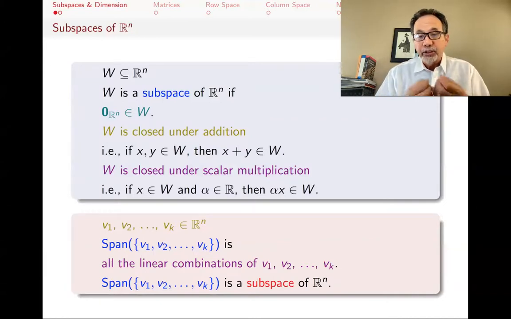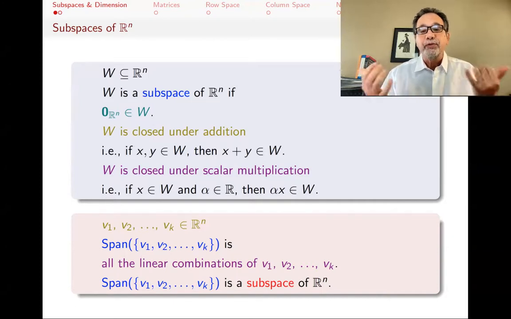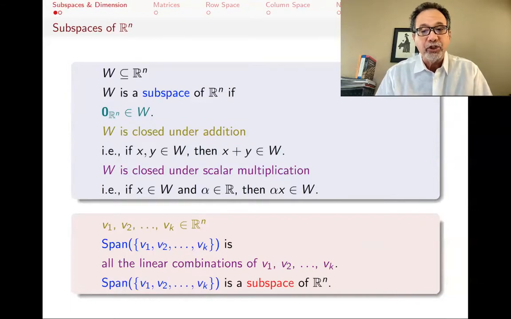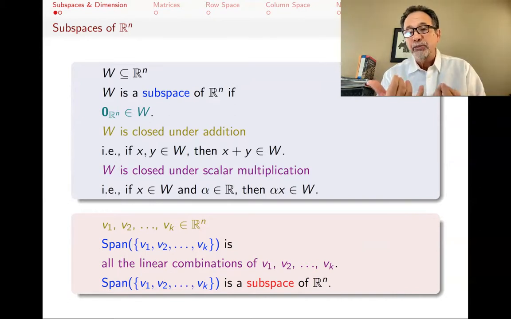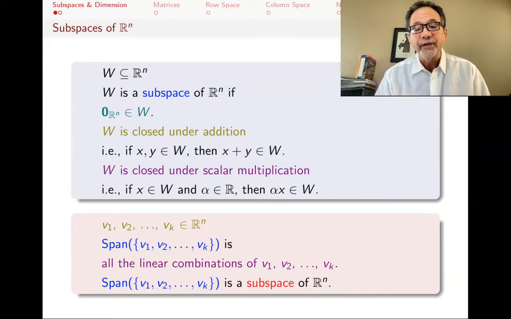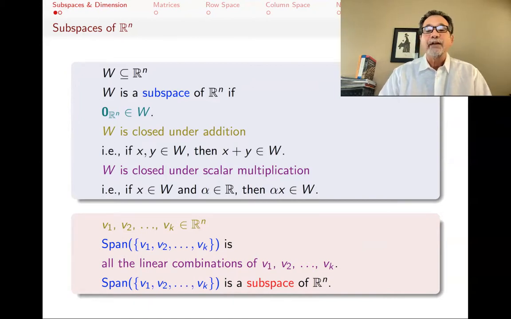Why? Because the zero vector is a linear combination of those vectors. You just use scalar zero. If you have two linear combinations and add them, you combine the like terms and you will again get a linear combination of V1 through Vk. And if you take a linear combination multiplied by a scalar, you continue to have a linear combination. The set of all linear combinations of a set of vectors is called the span, and that's always a subspace.